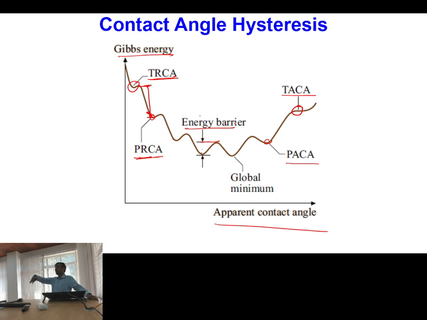And if you give vibrations to a surface, you can allow the droplet to come to the situation of global minima. Once it reaches global minima, it will be in the pure static situation, and corresponding to this, whatever angle you get will be its equilibrium contact angle. Okay.